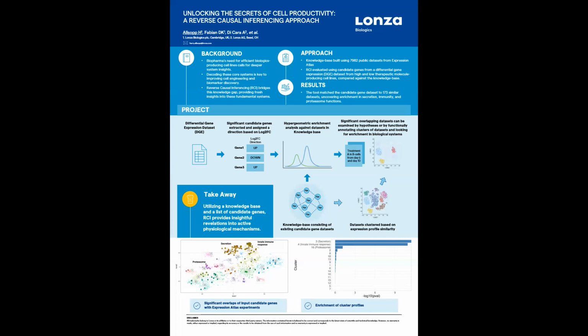And then to further look at this, we can look at the graph next to it on the right-hand side, and we can see using another hypergeometric enrichment, we can see that clusters 3, 4, and 16 are indeed enriched from our input candidate gene list.